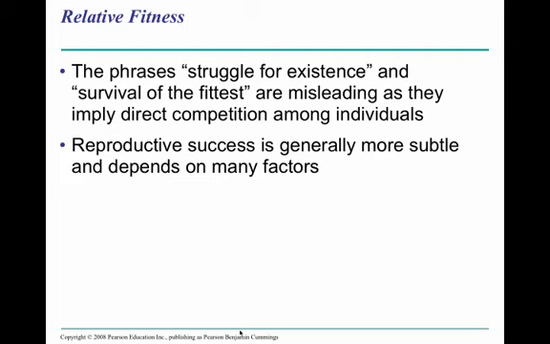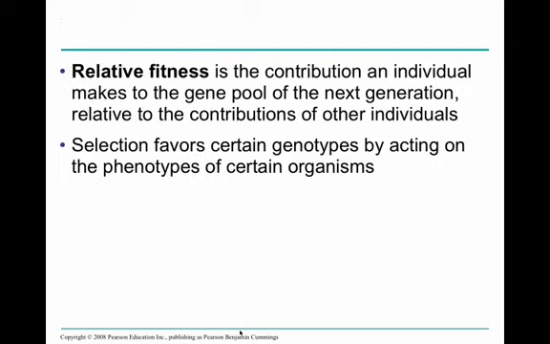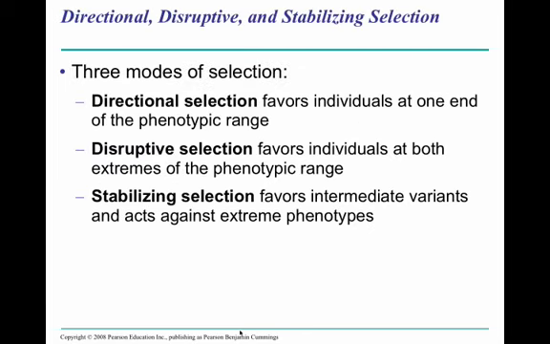So reproductive success is generally more subtle and depends on many factors. Relative fitness, this term refers to the contribution an individual makes to the gene pool of the next generation relative to the contributions of other individuals. Okay, so who leaves the most kids in that next generation? Selection favors certain genotypes by acting on the phenotypes of certain organisms. Now, there's 3 forms of selection, which I'm going to go into in the next segment.